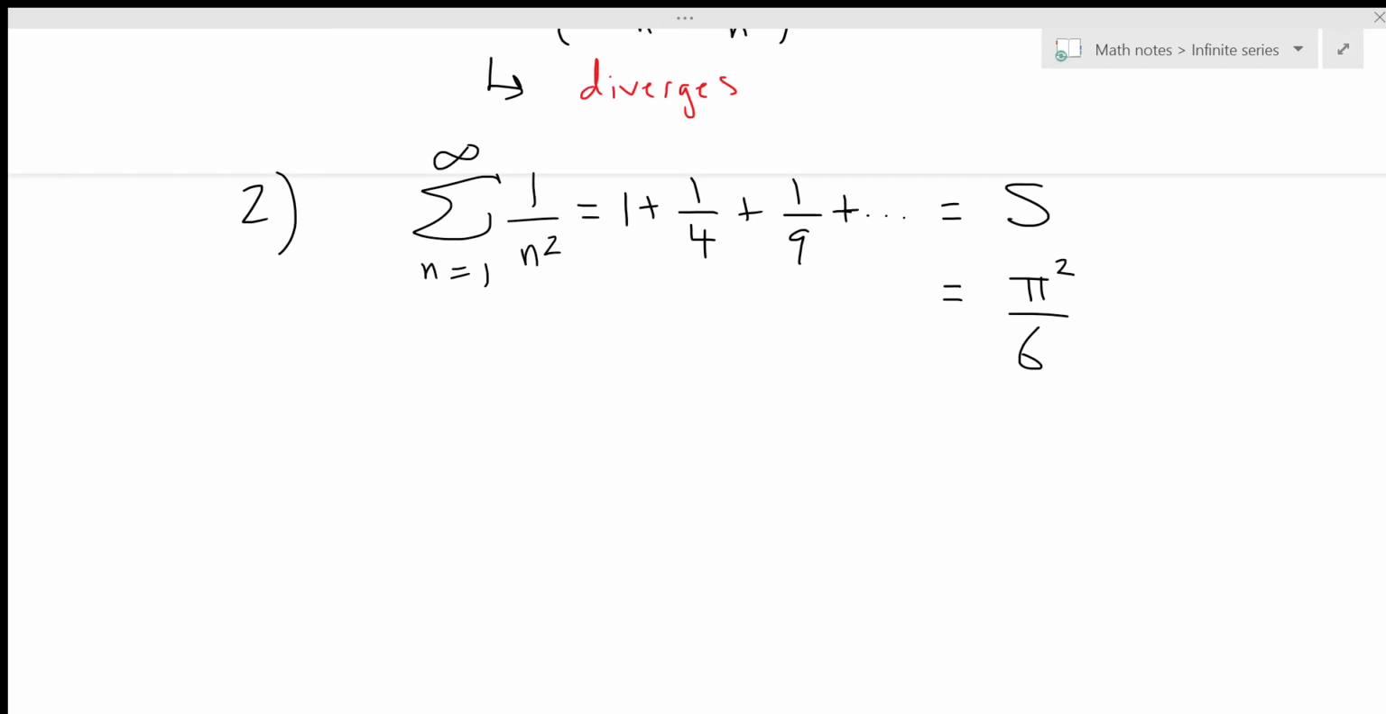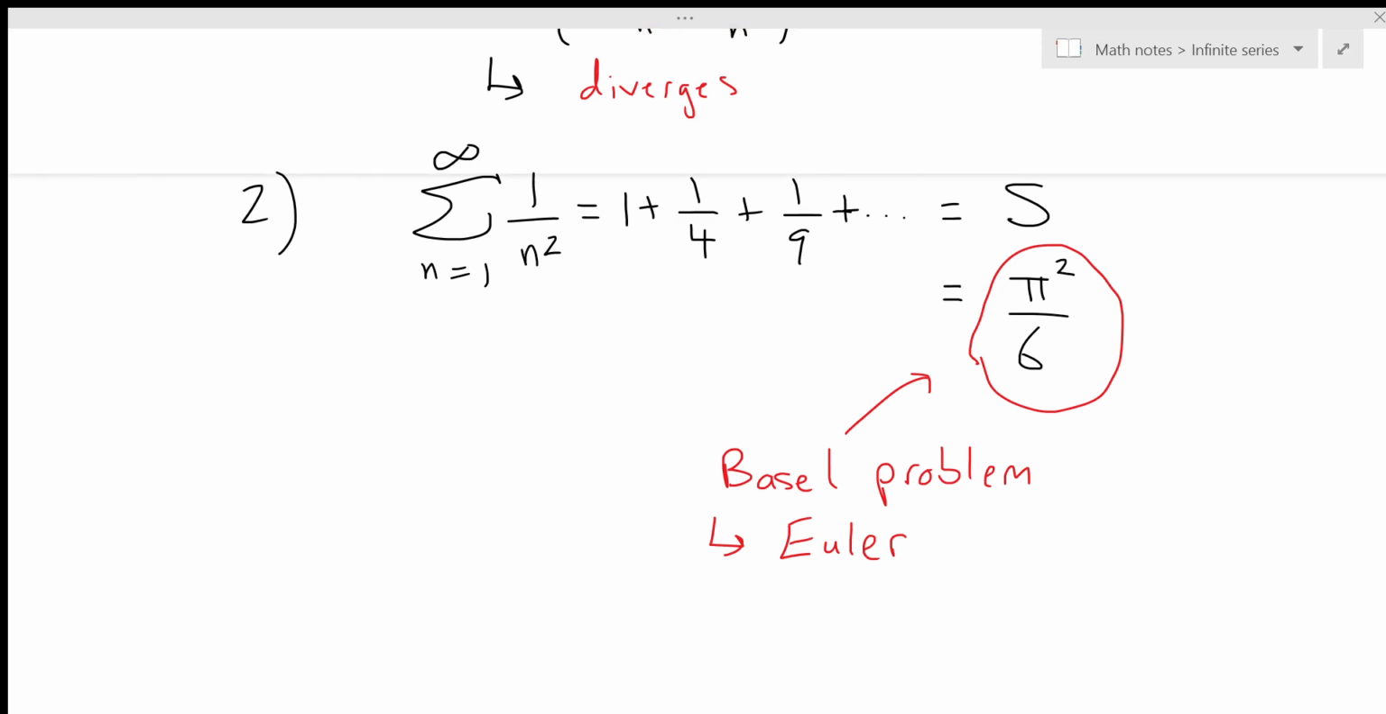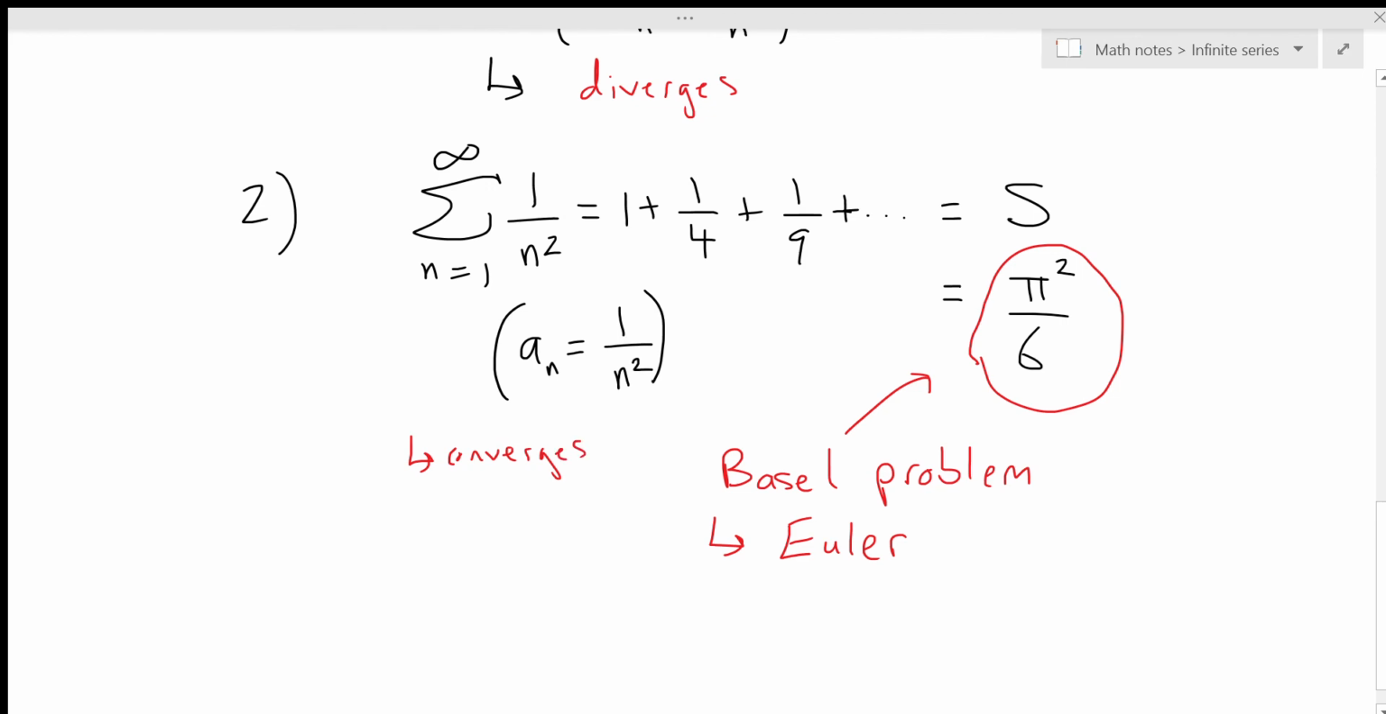So this is actually a very famous problem in the history of math, trying to determine this value, and this problem is known as the Basel problem. And it was solved by a very famous mathematician, Leonhard Euler, who was one of the greatest mathematicians who ever lived. So this is a second example of a series, and in this case it's a convergent series. And just to complete filling in all the details here, in our notation above, in this case we have an equal to 1 over n squared, and this series converges. So that's the end of this introduction to infinite series.